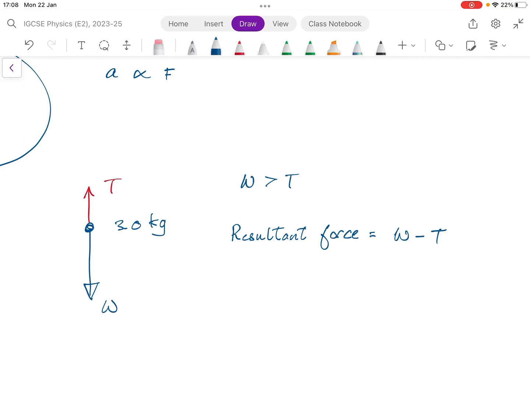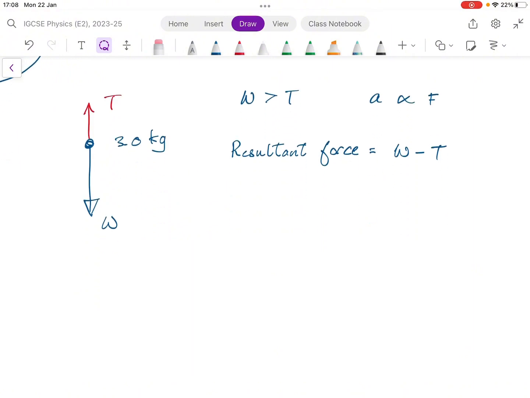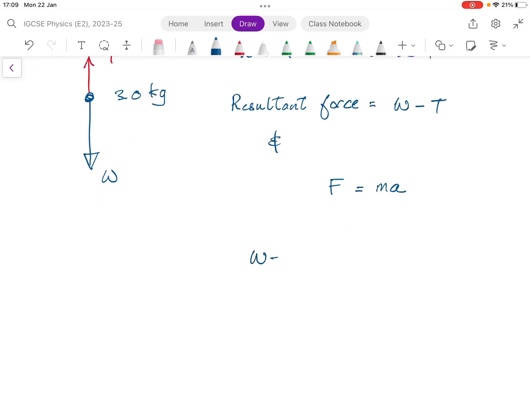And since Newton's second law is telling us that the acceleration of an object is directly proportional to the amount of force applied, so if there is a resultant force acting on this 3 kg object, this 3 kg object will experience an acceleration. So we can just set up an equation, F equals m times a. So simply put, we have W minus T, the resultant force, equals the 3 kg mass multiplied by the acceleration.